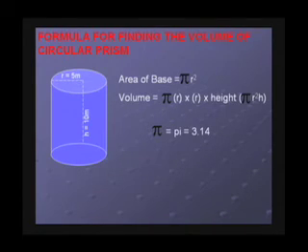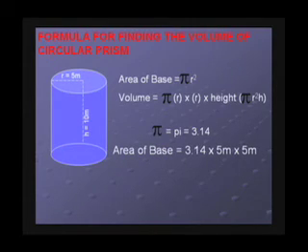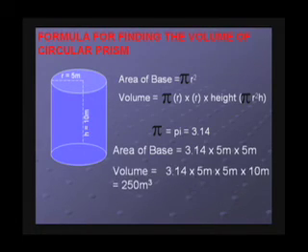Pi has a constant value of 3.14 as decimal and 22/7 as fraction. The area of the base would be 3.14 times 5 meters times 5 meters. Therefore, the volume would be 3.14 times 5 meters times 5 meters times 10 meters, giving us a volume of 250 cubic meters.